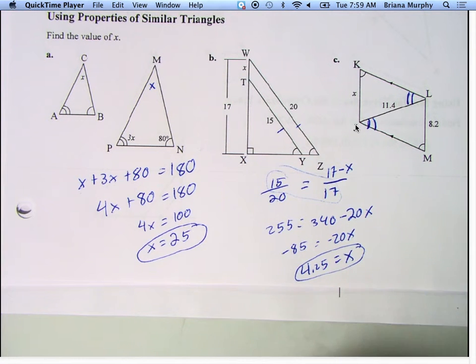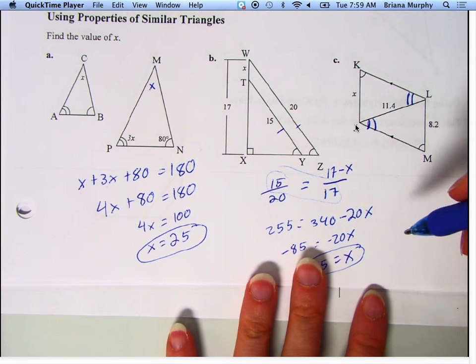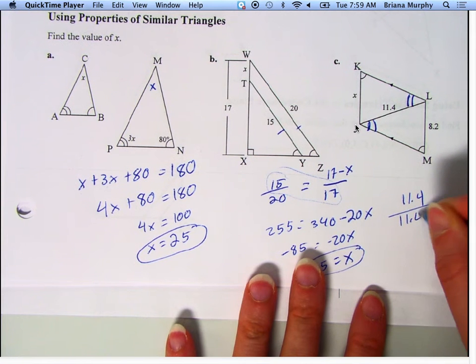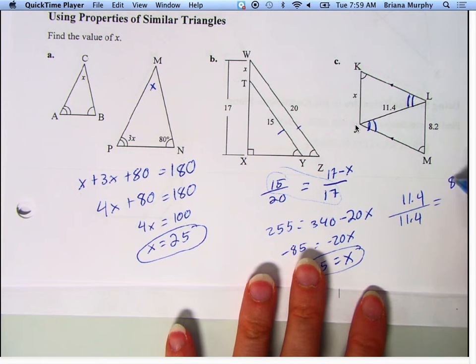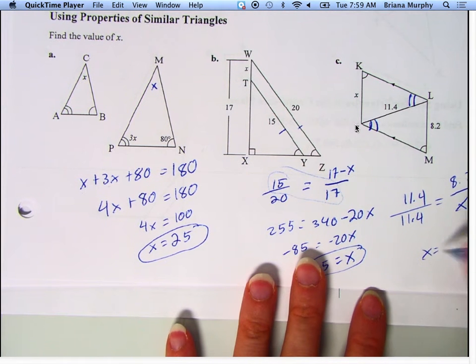Okay, so we know JL is shared on both triangles. So we have 11.4 over 11.4 equals 8.2 over, so what is x going to equal? 8.2.